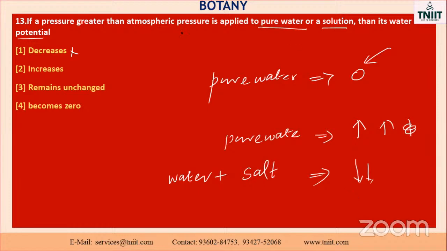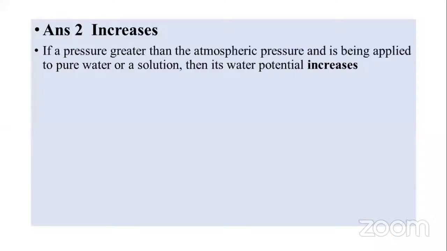But here what they are asking is, if atmospheric pressure is applied to pure water or a solution, what happens to its water potential? Decrease is the correct one. Not remaining unchanged, not becoming 0, but decreases. Sorry, dear, here I think it's increases. If a pressure greater than atmospheric pressure is applied to pure water or a solution, then its water potential automatically increases. That is very, very important. Increases is the correct answer.